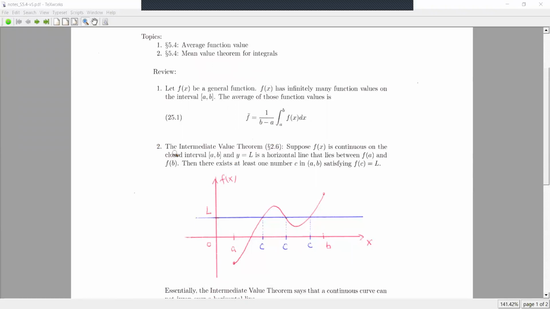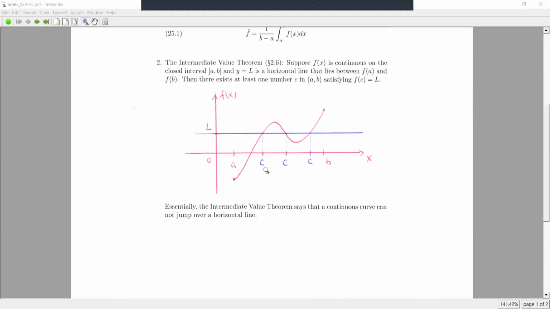Review number 2, intermediate value theorem from section 2.6. We read this theorem today in the second topic. Now, take a review about IVT from section 2.6. Suppose function f is continuous on the closed interval AB.